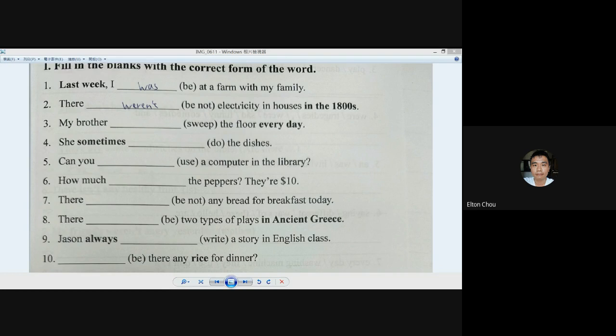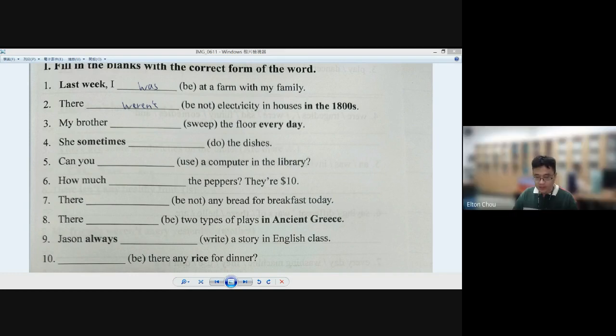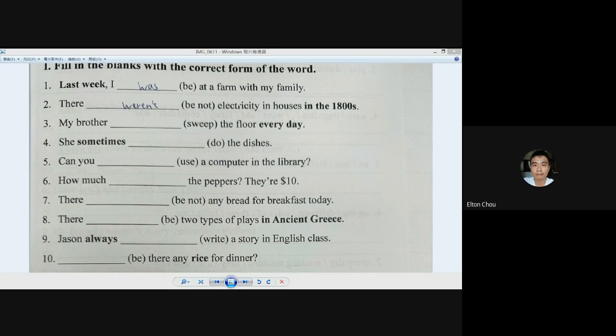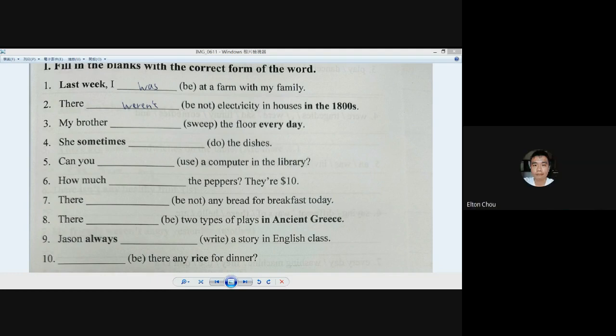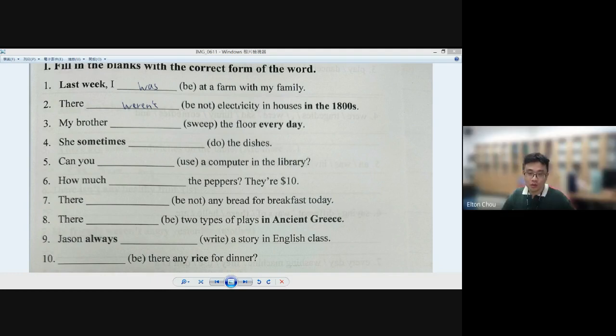I say every, in, on, at. Every, in, on, at. We use present simple, right? Present simple is like subject, verb. Subject, verb is like: I be, my brother sweeps, they do, you use, I run, we write. Okay, subject, verb.